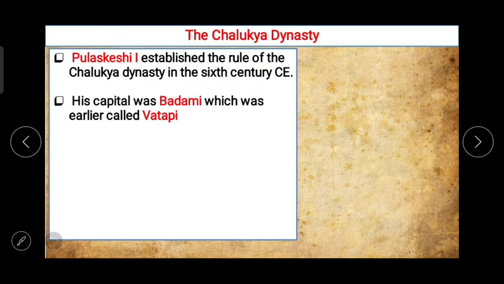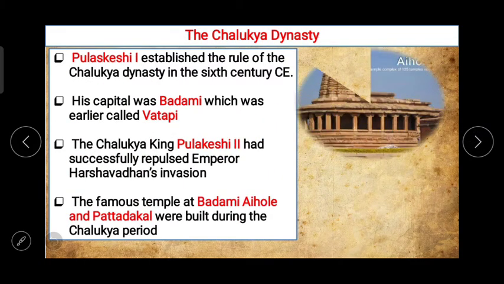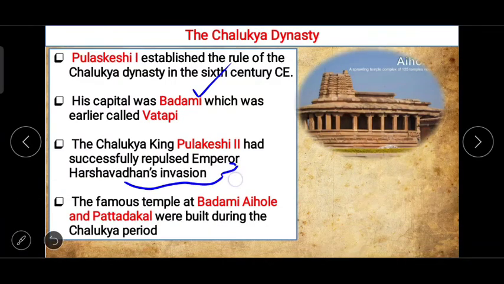Pulkeshi first established the rule of Chalukya dynasty in the 6th century CE. His capital was Badami, which was earlier called Vatapi. The Chalukya king Pulkeshi II had successfully repulsed Emperor Harshavardhan's invasion.